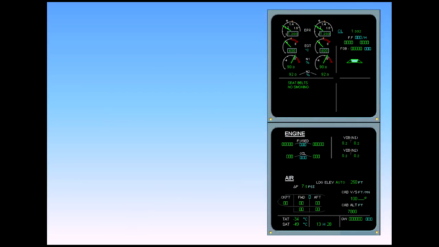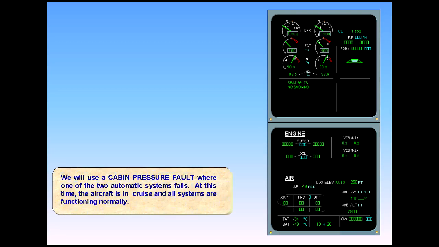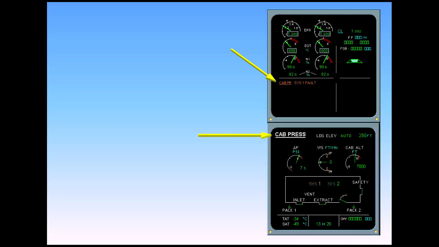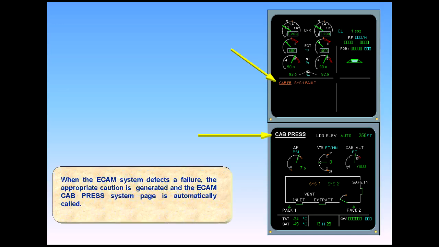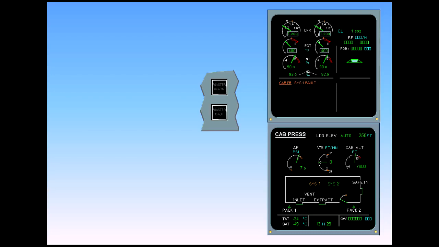We will use a cabin pressure fault where one of the two automatic systems fails. At this time, the aircraft is in cruise and all systems are functioning normally. When the ECAM system detects a failure, the appropriate caution is generated and the ECAM cabin pressure system page is automatically called. Due to the fact that this is only a crew awareness, there was no master caution.